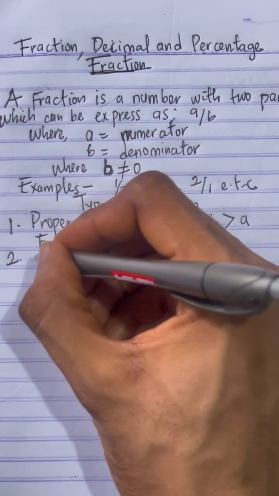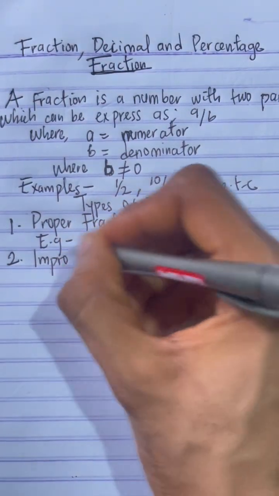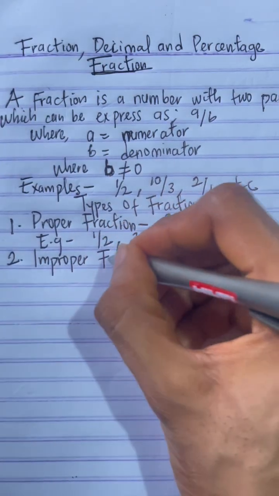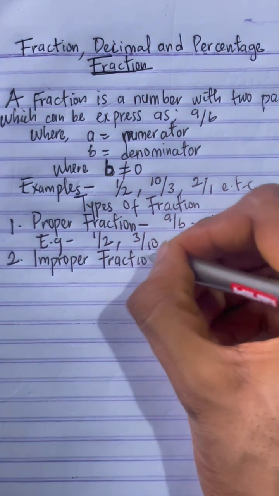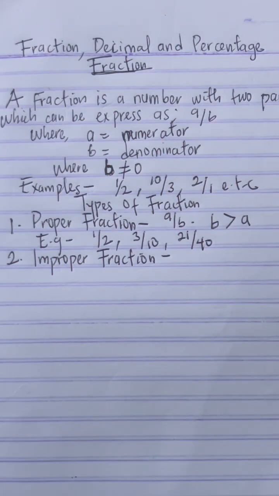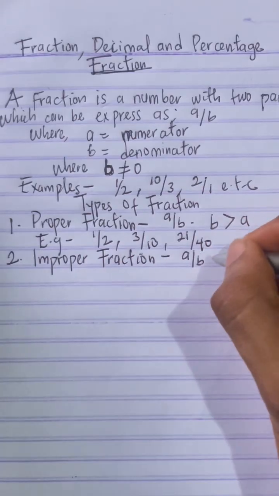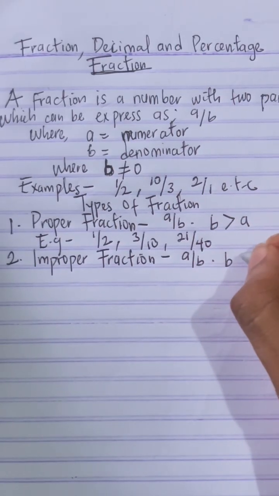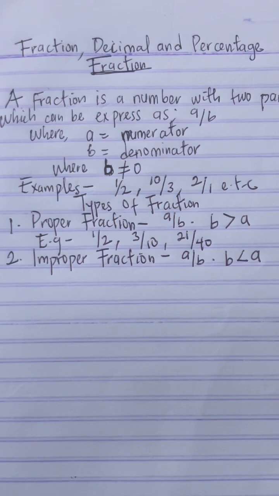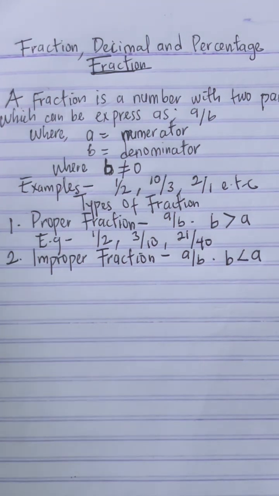We have the improper fraction. If you have a over b and b is less than a, that is b, the number you have as denominator, is less than what you have as numerator, that kind of fraction is called an improper fraction.